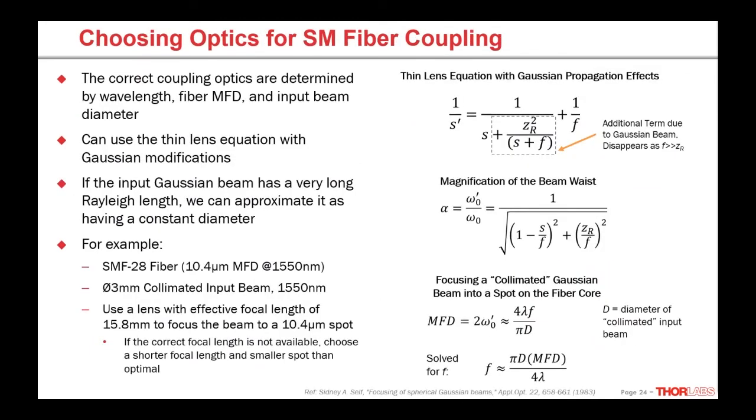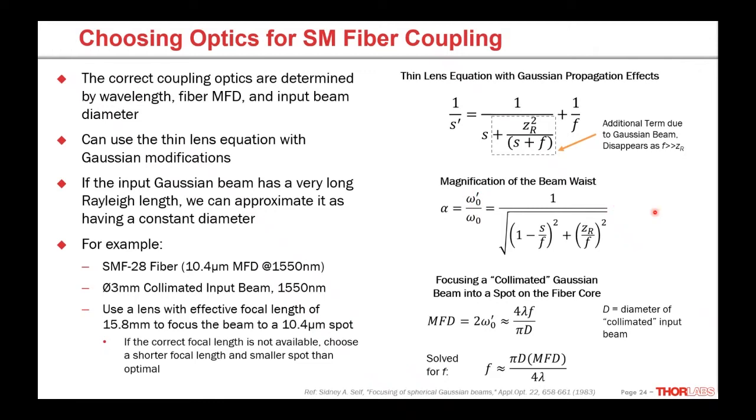So, what kind of optics do we need? How do we focus down to the correct spot size for a single mode fiber? Really, that's going to be a function of the wavelength of the light, the fiber's mode field diameter, and the characteristics of the input beam. Like, for instance, what's the waist of that beam? What's the Rayleigh length? Once again, we can use these thin lens equations with these Gaussian modifications. Again, I would point you to that same reference. That's very good. We can talk about things like magnifying the input beam waist to the output beam waist so that we can get the right focused beam waist on the fiber.